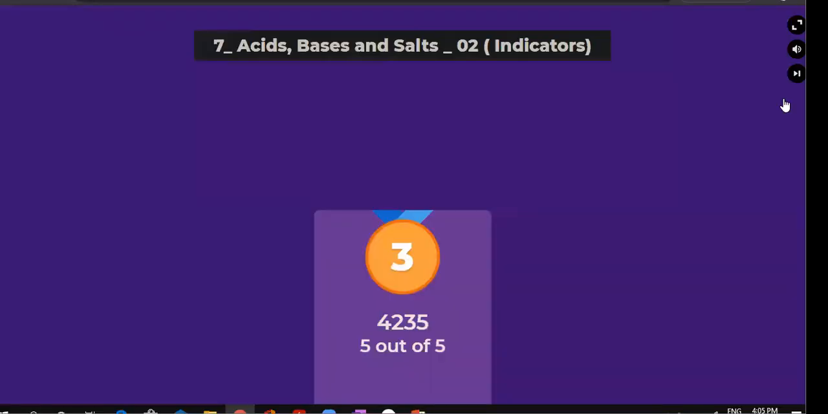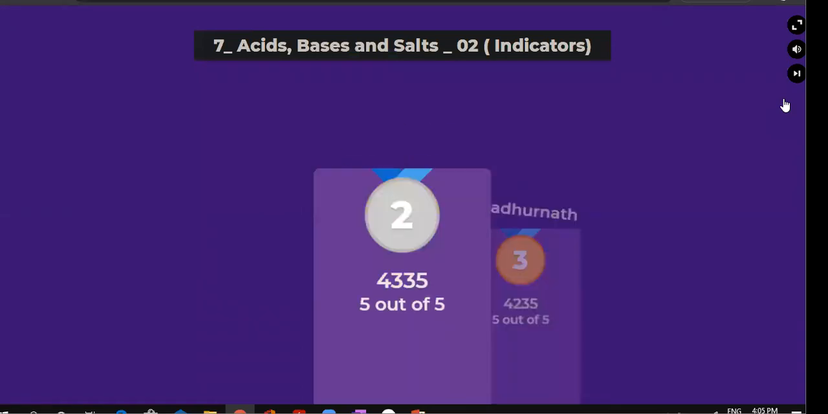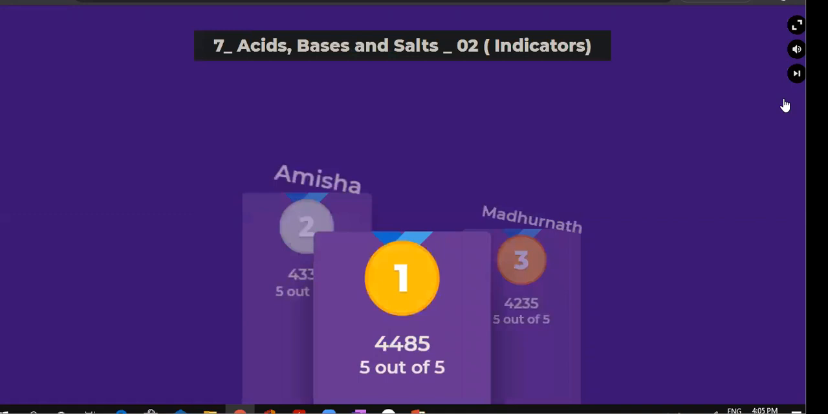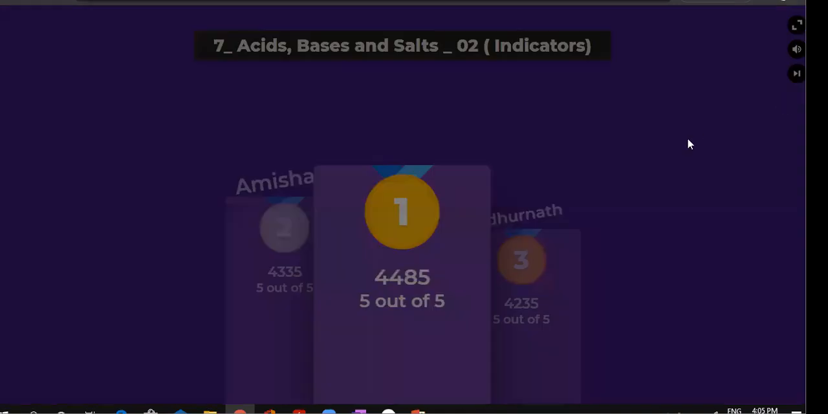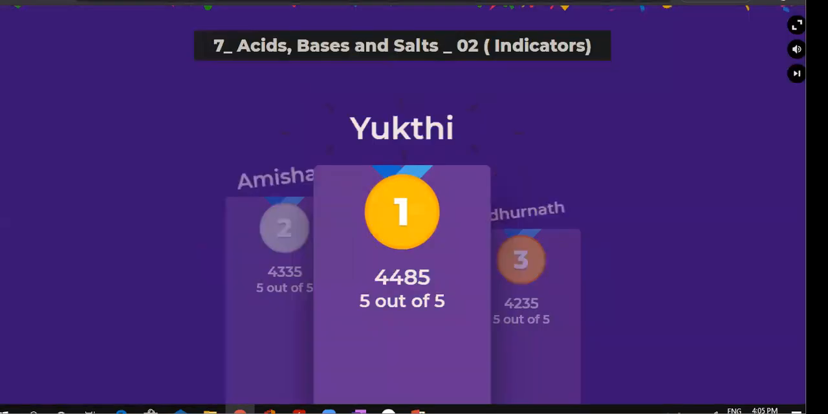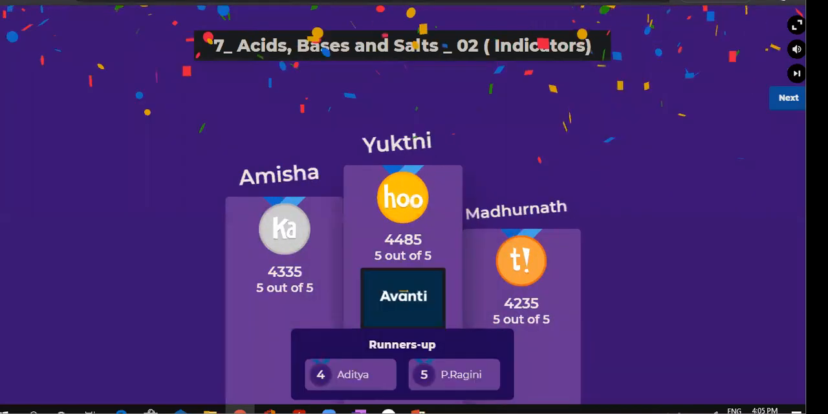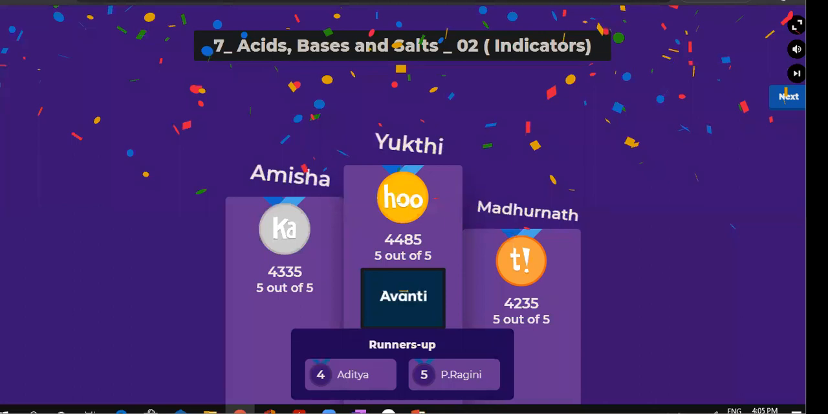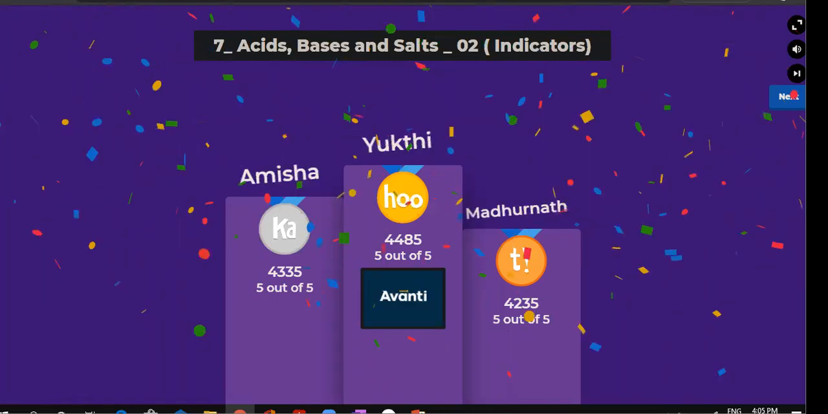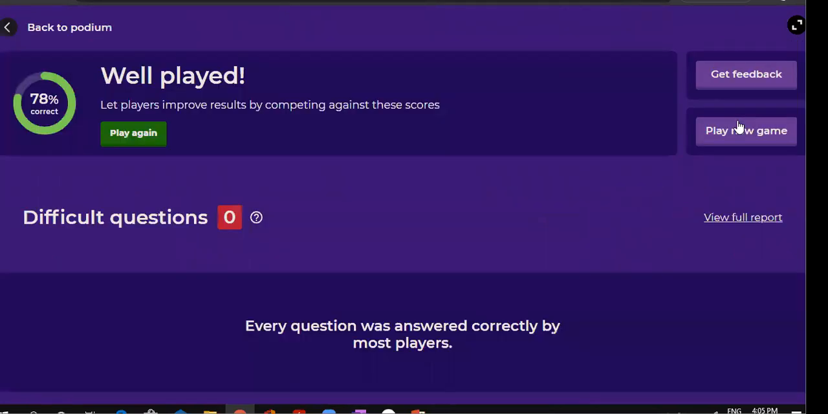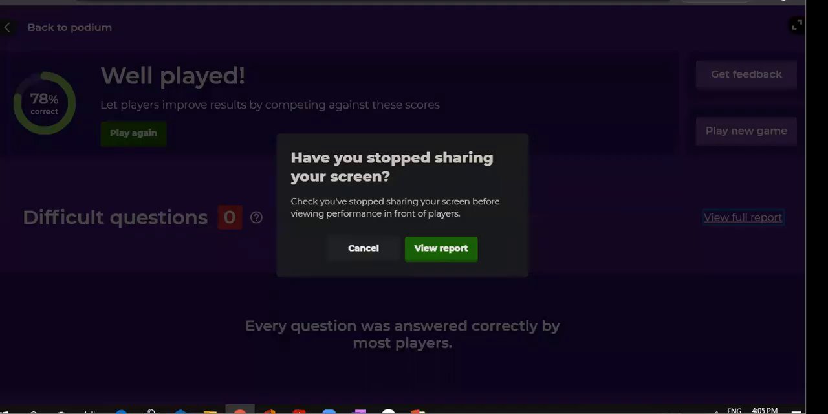Podium, third position. Madhur is third position in this one. Okay. Second. Wow, Amisha. Very good, Amisha. First. Let's see who's first. It might be surprising. Yukti. Very good. So, do you want to see the whole scoreboard? Tell me, do you want to see the whole scoreboard? Okay, let's see the whole scoreboard.